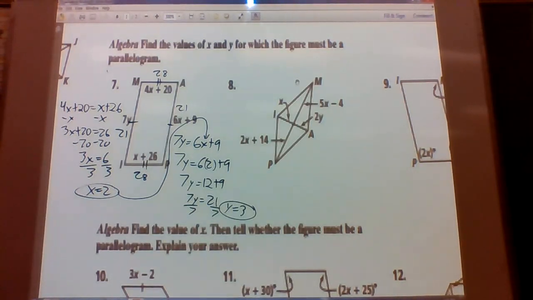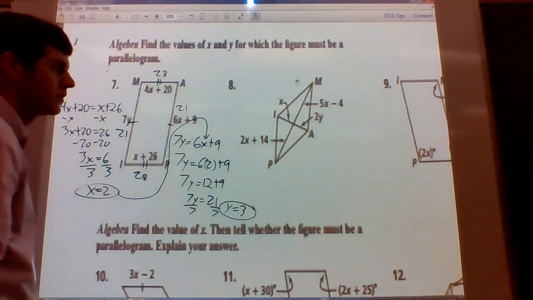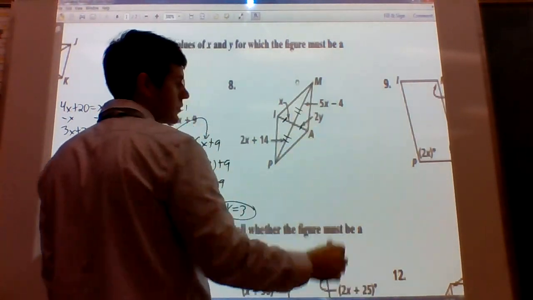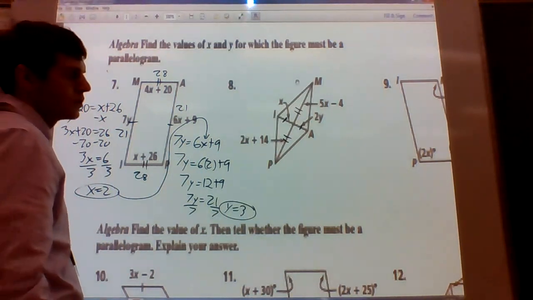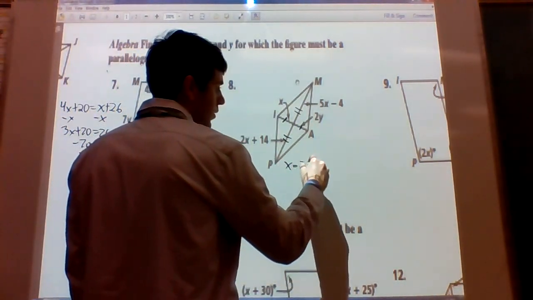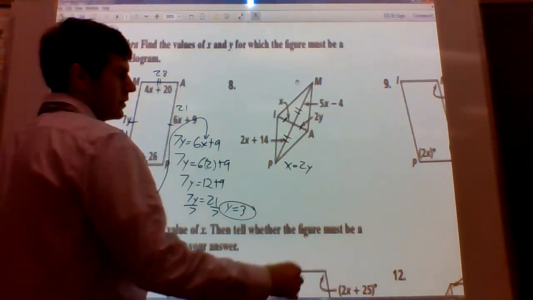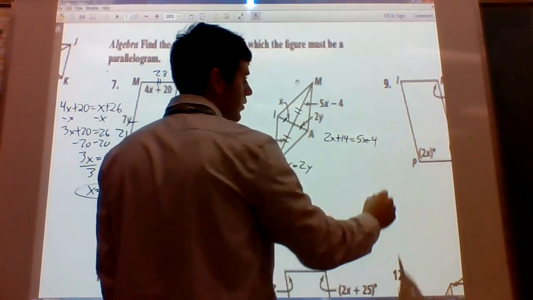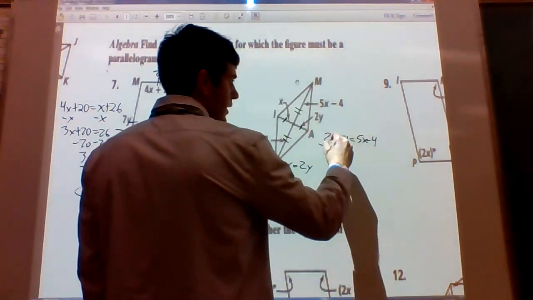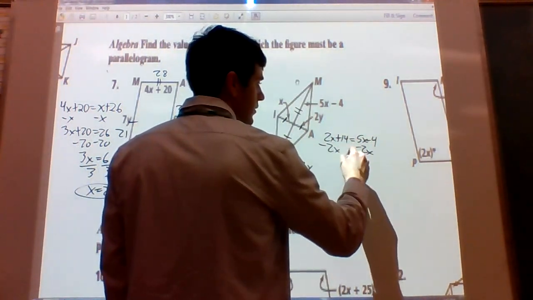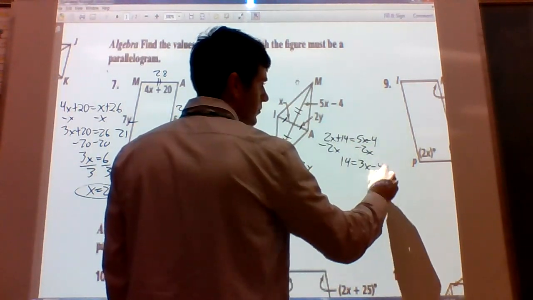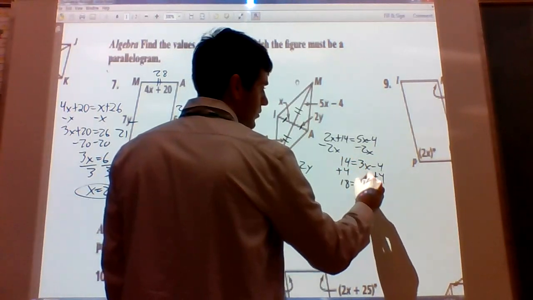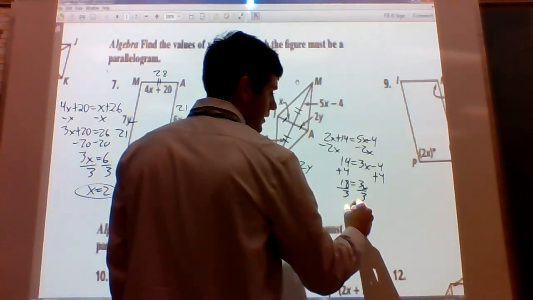We know in a parallelogram that the diagonals bisect each other, meaning this piece and this piece are congruent, and these two pieces are congruent. So our two equations here are going to be x equals 2y and 2x plus 14 equals 5x minus 4. We subtract 2x from both sides. 14 is going to equal 3x minus 4. Add 4 to both sides. 18 is going to equal 3x. Divide by 3, we get 6 equals x.